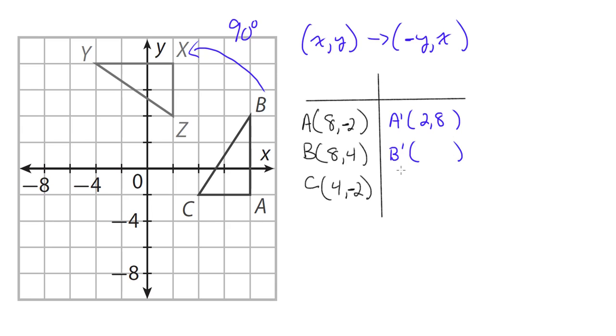B prime should end up at negative 4, comma, 8. And C prime should end up at 2, comma, 4, because we're taking the opposite of y, comma, x.